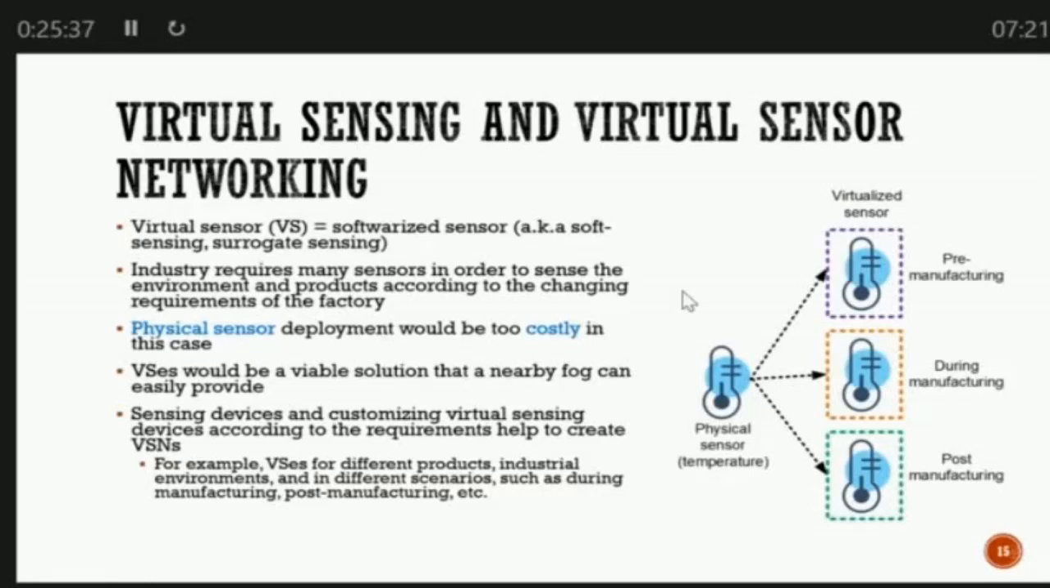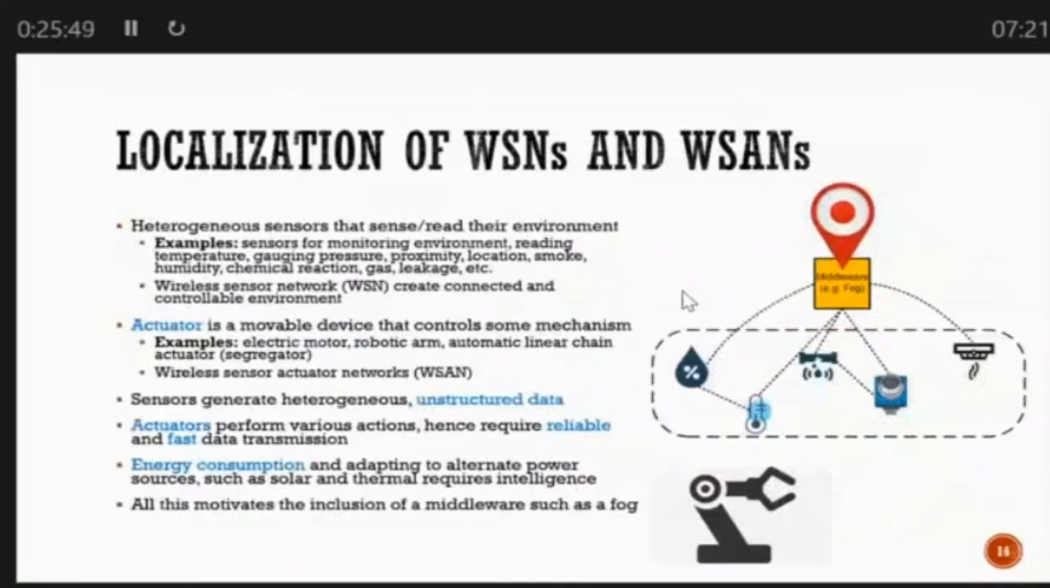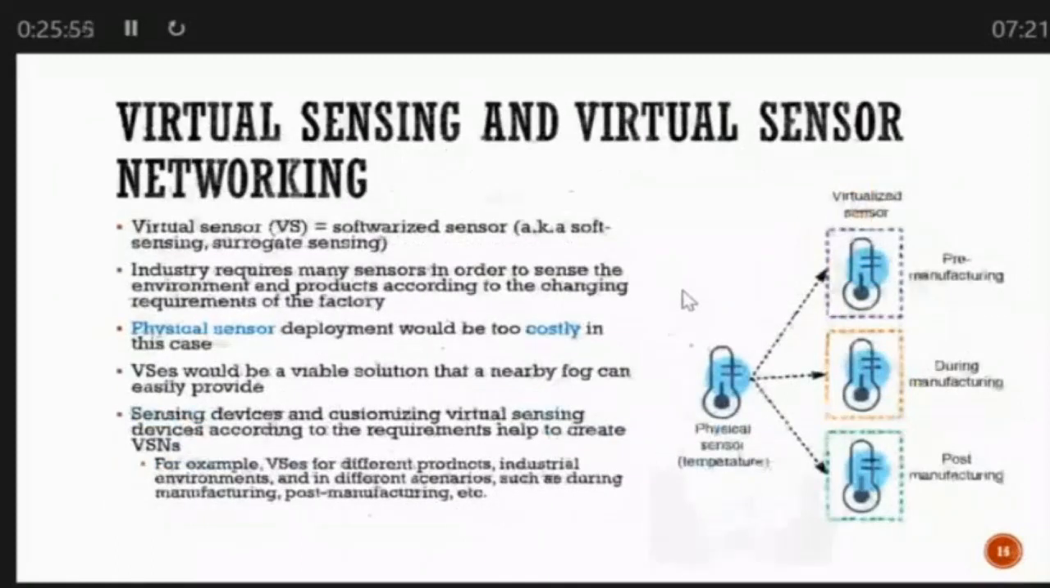So just to recap, right now we are talking about the key components of industrial IoT. Without these components, industrial IoT would be incomplete. The first component was localization of sensors, the second component was using virtual sensing technology, because otherwise industrial IoT would be too expensive. What is the next thing?